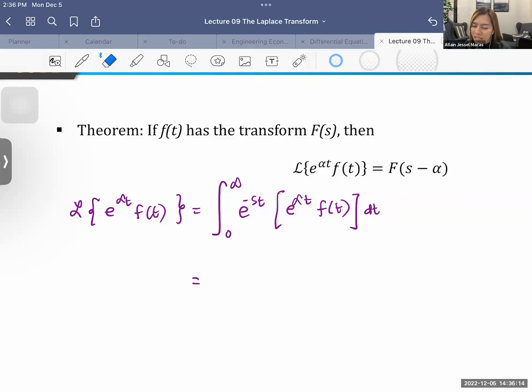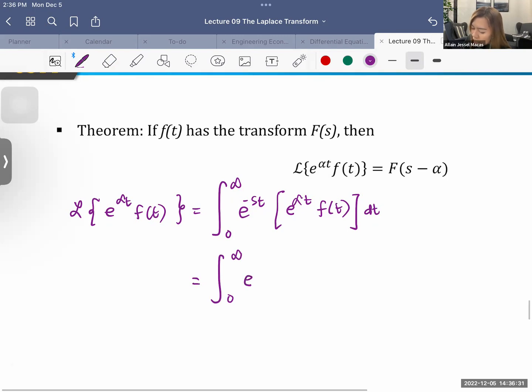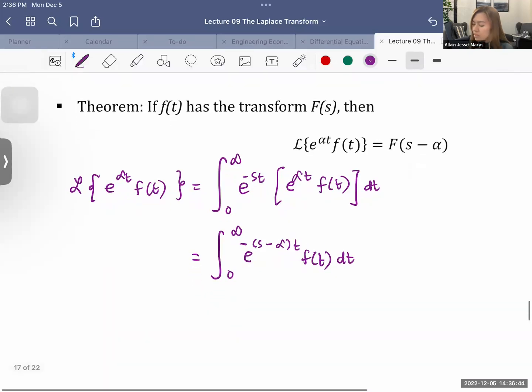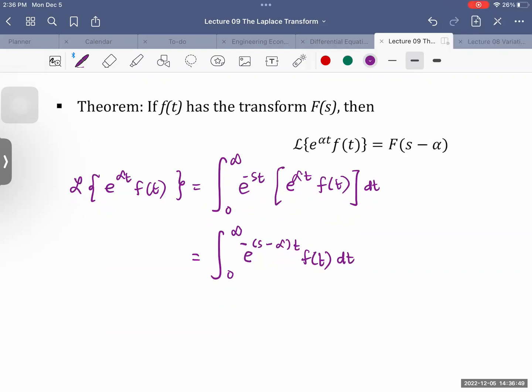Okay? Sige. So, what we will do, class, is combine the exponents, like what we did earlier when we took out the exponential. So, we have the integral from 0 to infinity of e to the, I will take out the negative directly, class. So, that is s minus alpha t f of t dt. Sakto?